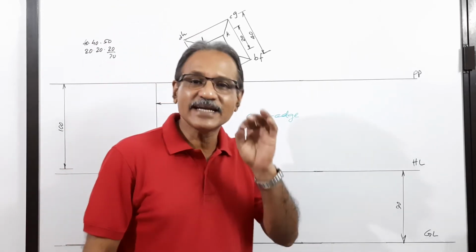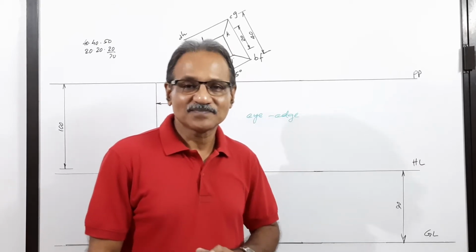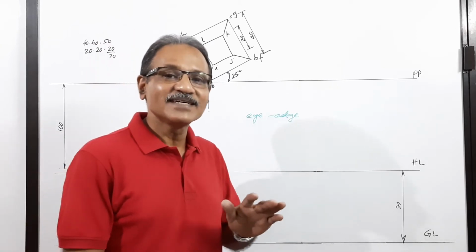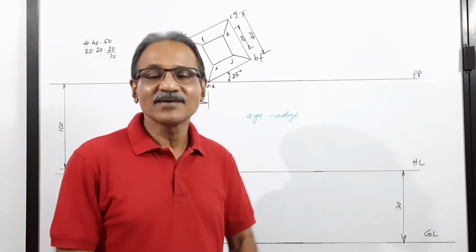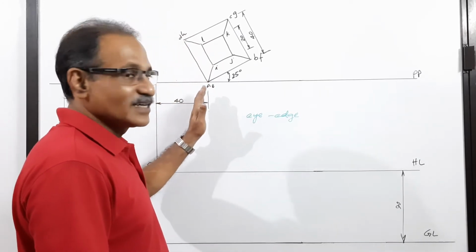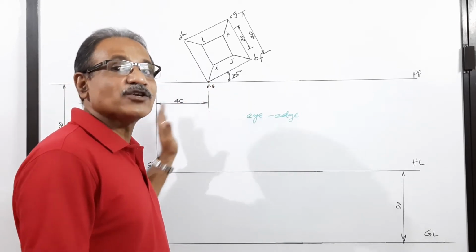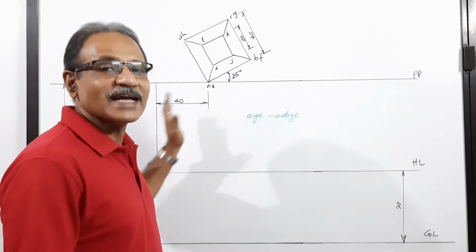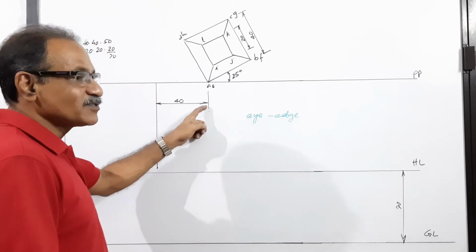It is a typing error. I am correcting that error in the solution. Actually, the question, you can say it is wrong or it is misleading, because instead of eye, they say edge. They say the corner A is 40 mm to the right of the edge. It is totally confusing. Actually, it is 40 mm to the right of the eye. Okay, let us take eye. 40 mm to the right of the eye. Therefore, eye is 40 mm to the left of A.